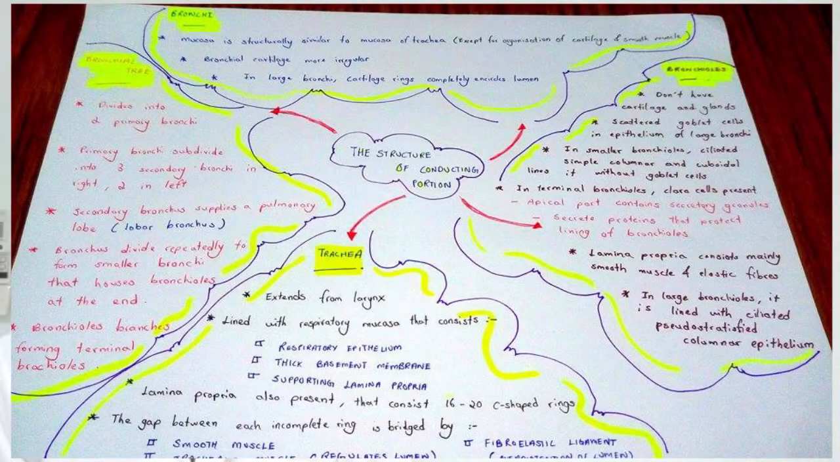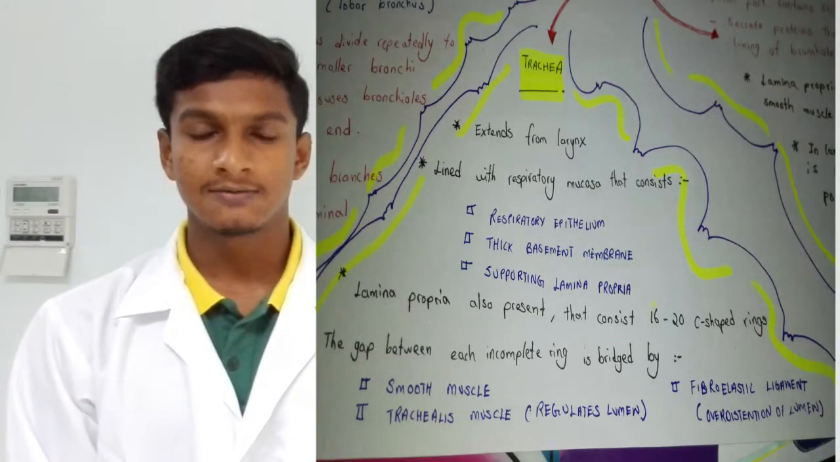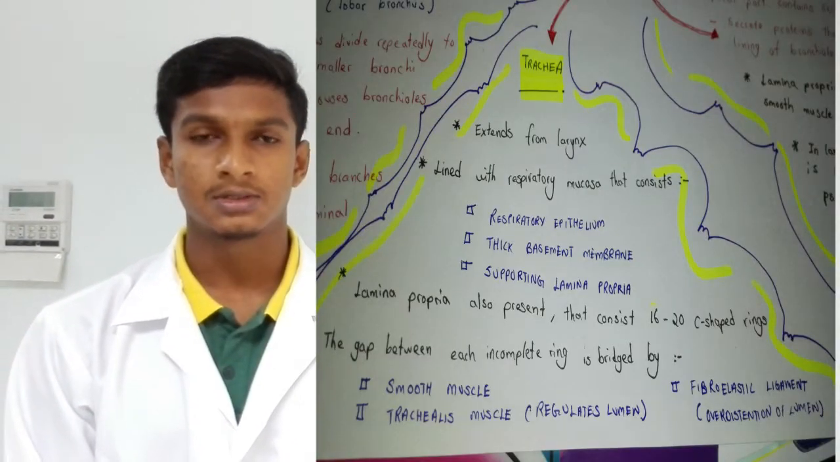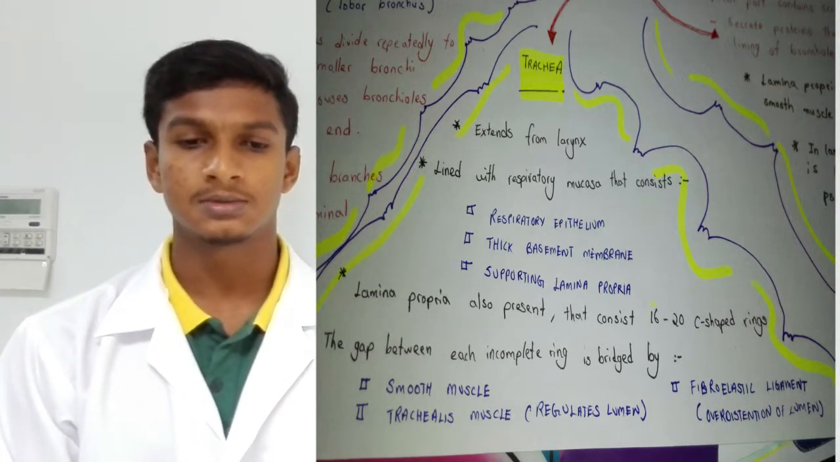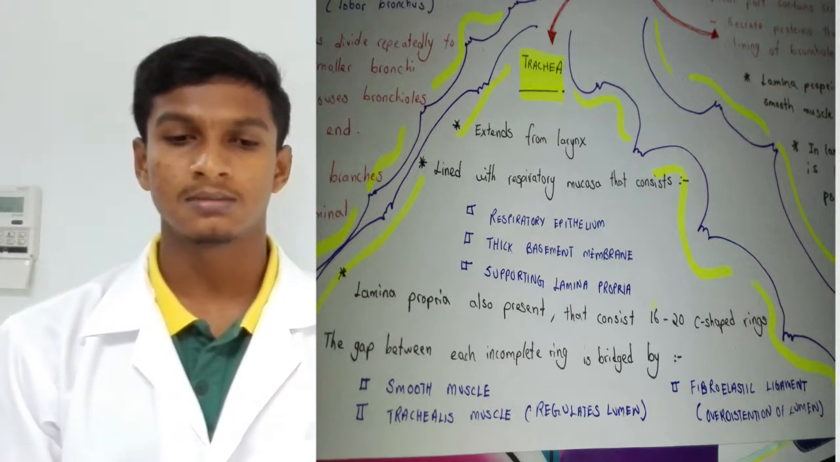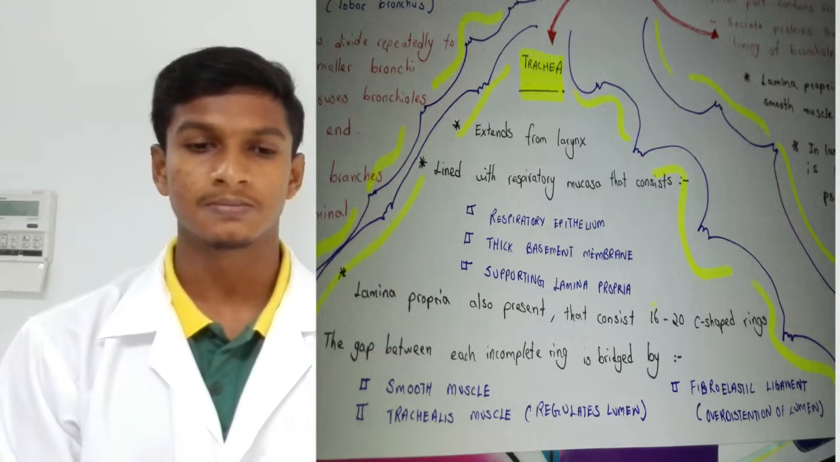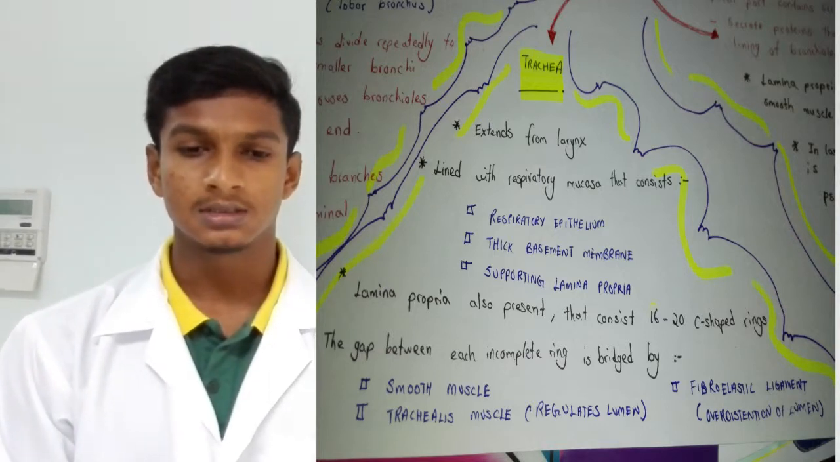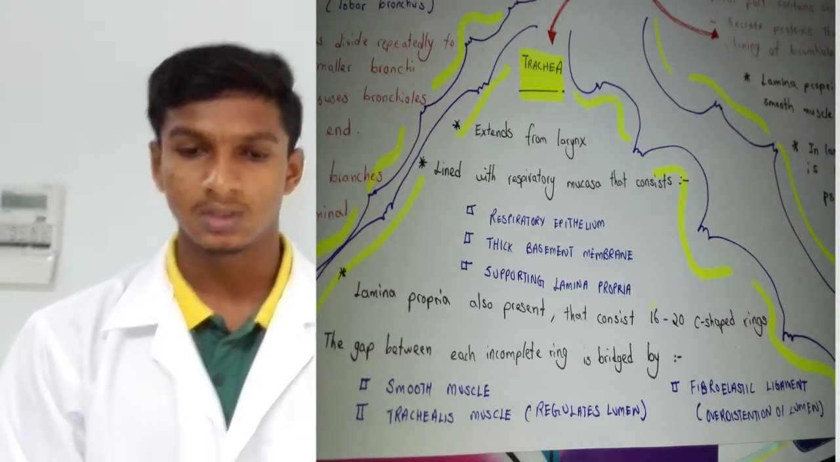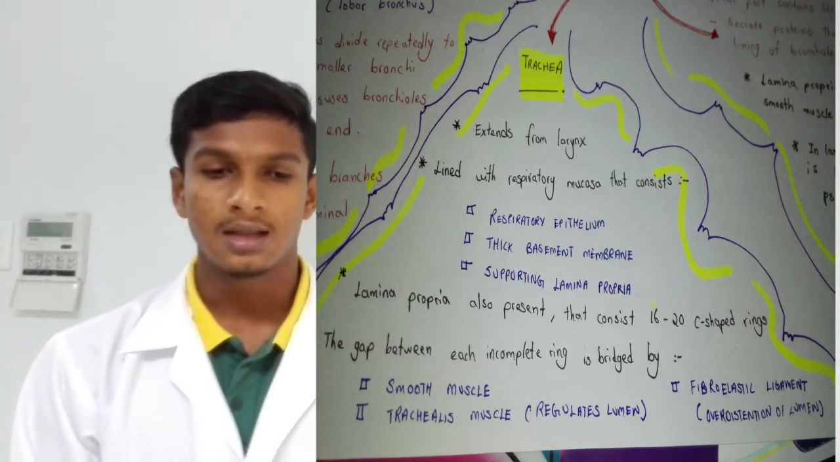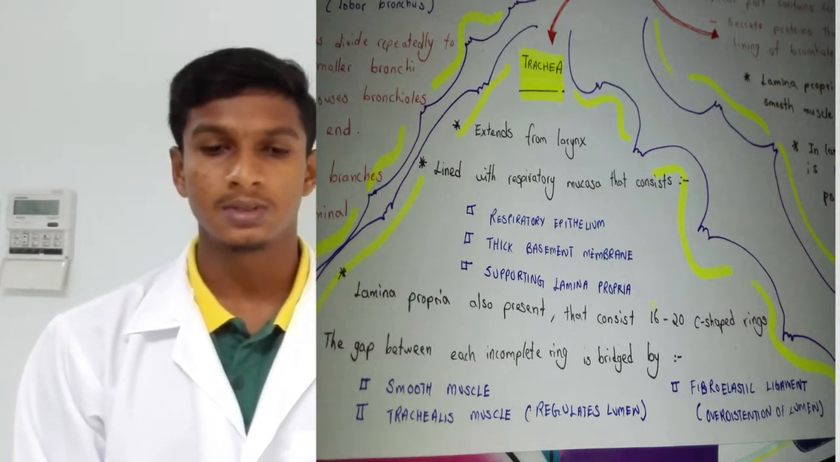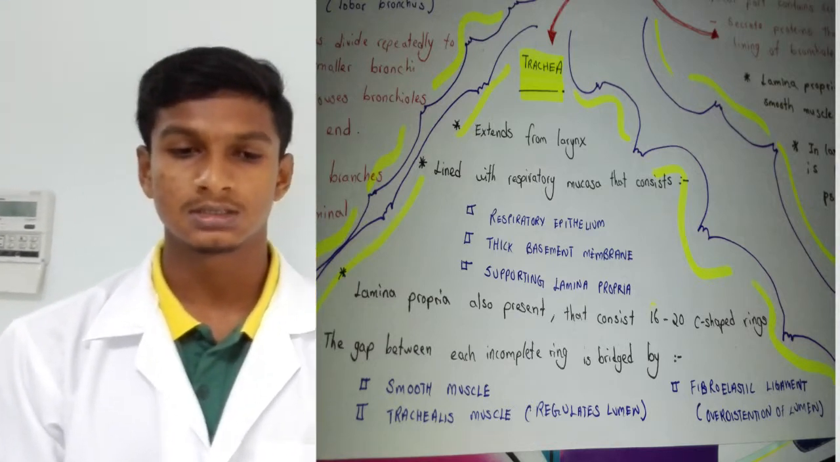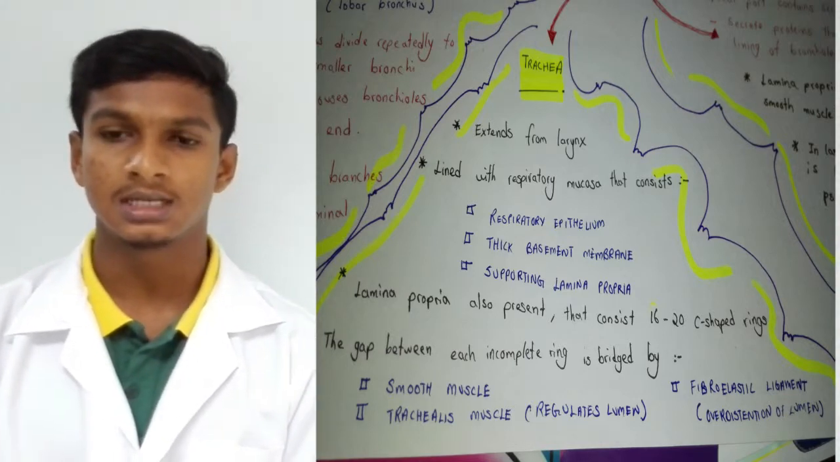So I'll be talking about the structure of the conducting portion. They are divided into 4: the trachea, bronchi, bronchioles, and also the bronchial tree. For the trachea, they extend from the larynx, and they are lined with the respiratory mucosa that consists of the respiratory epithelium, thick basement membrane, and also the supporting lamina propria. The lamina propria also contains about 16 to 20 C-shaped rings. And the gap between each incomplete ring is bridged by the smooth muscle, trachealis muscle, and also the fibroelastic ligament.